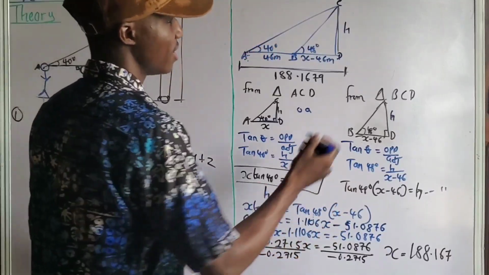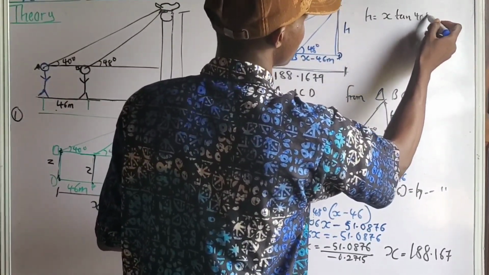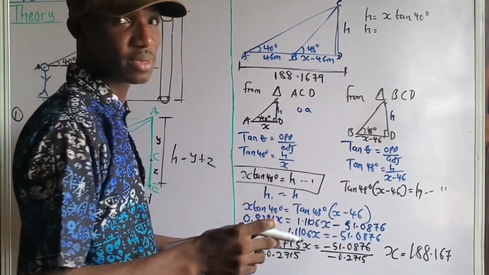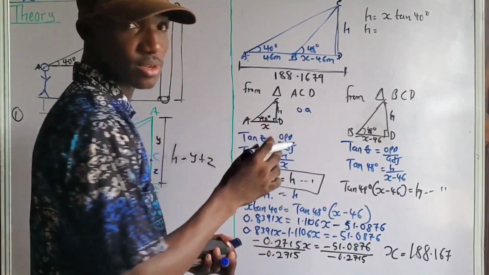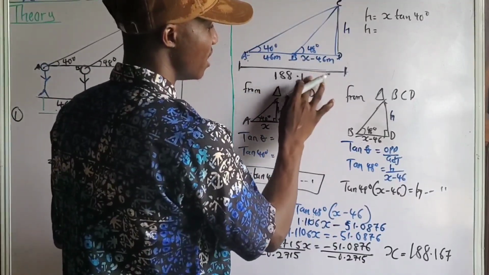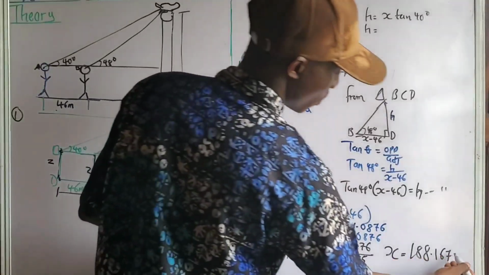use of this, okay? Now don't forget that the height is x tan 40 degrees. So the height equals x. X is what? Now don't use the approximated value. I get what I'm trying to say. Use the real value. Don't use the approximated value. The approximated value here is 188.17.